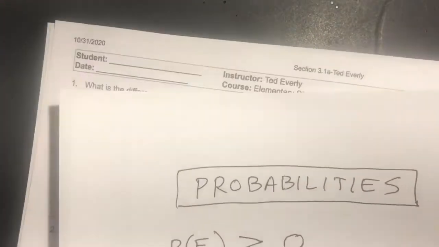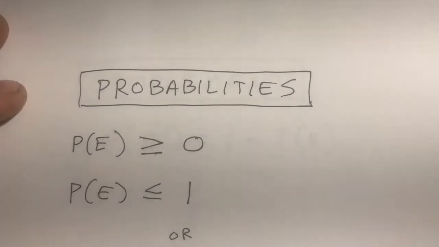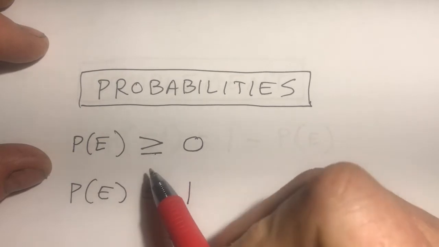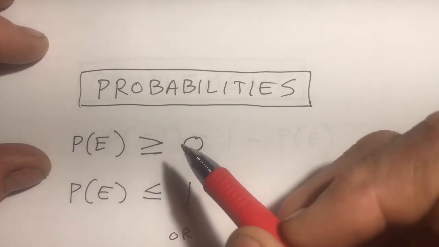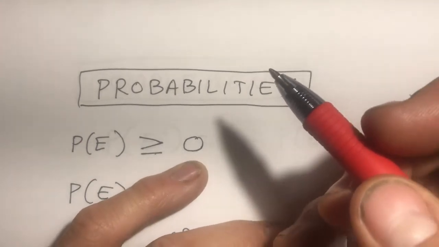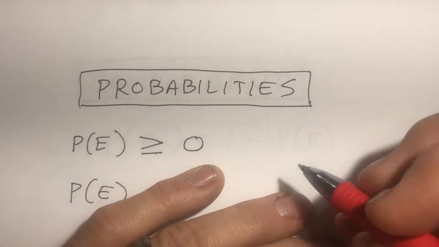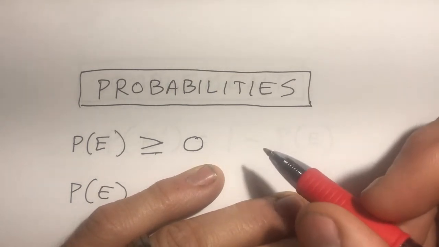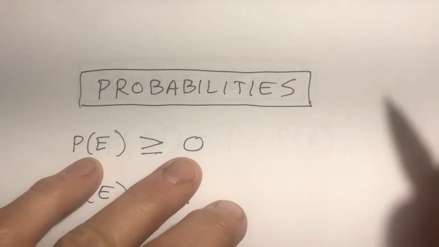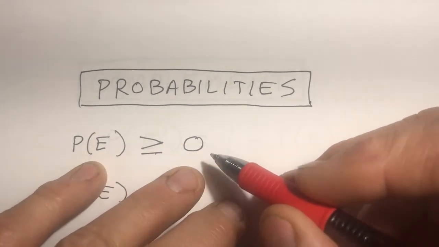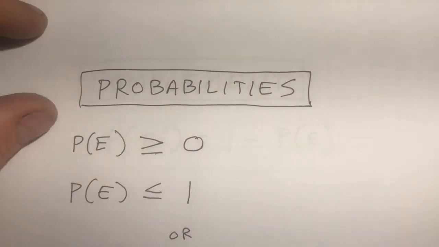Now, there's one thing to know about probability. In probabilities, the probability of an event has to be greater than or equal to 0. It can be 0. Like for instance, if I shoot 10 free throws, what's the probability that I make 11? Well, you can't. If you're shooting 10, there's no way to make 11. So the probability of that would be 0. It is possible to have 0 as a probability.